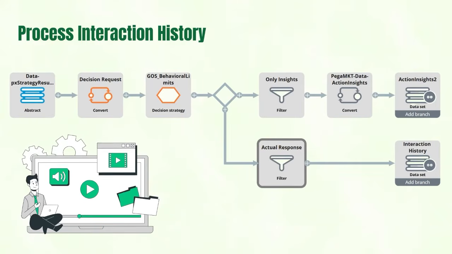Basically, it is called from a parent data flow that we will actually see shortly in the Pega instance. As you can see over here, the source is abstract. That means it is being called from another data flow, or it can also be called from an activity by using single case processing. And here you can see there is a behavioral limit strategy which actually calculates the contact policies. All the contact policy will be stored into the action insights dataset, and the data which has to be stored into the interaction history will go to this particular filter with actual response, and it will be stored into interaction history. All right.